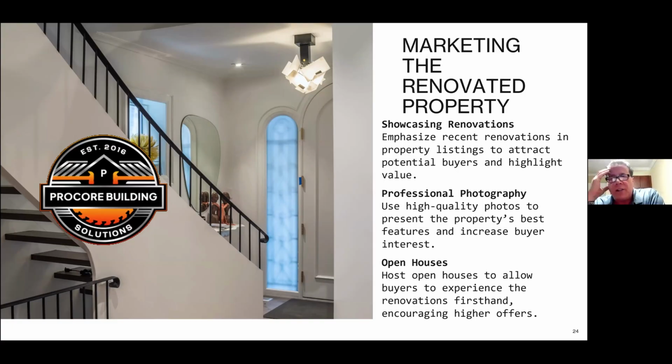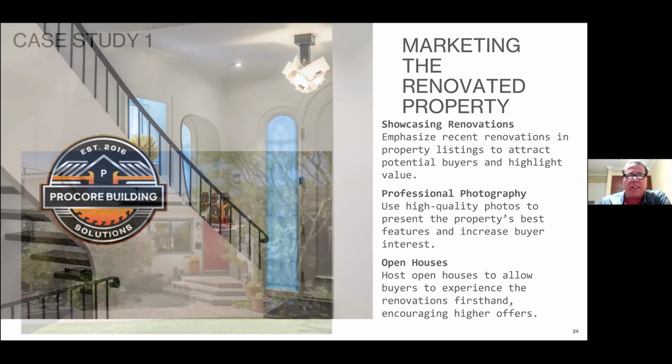By showcasing the renovations, and I'm sure you all use the photographers that do the MLS photography, we bring in the same photographers, and you can obviously use your open houses to say newly remodeled, et cetera. You guys know how to market your properties.